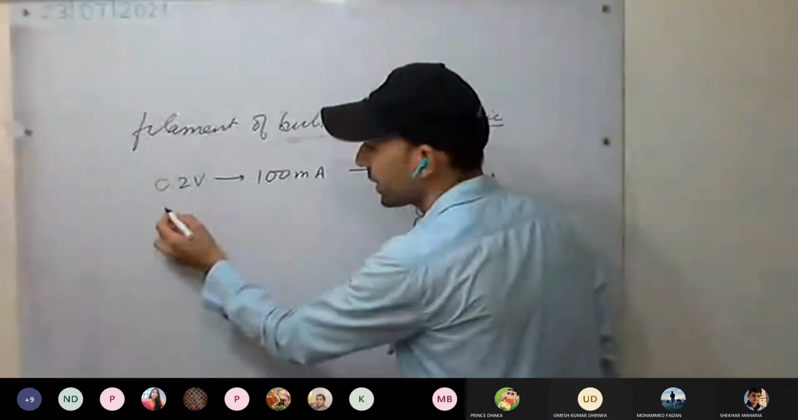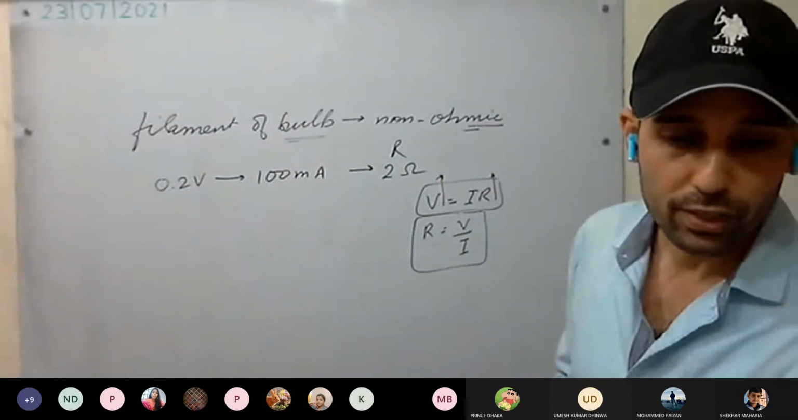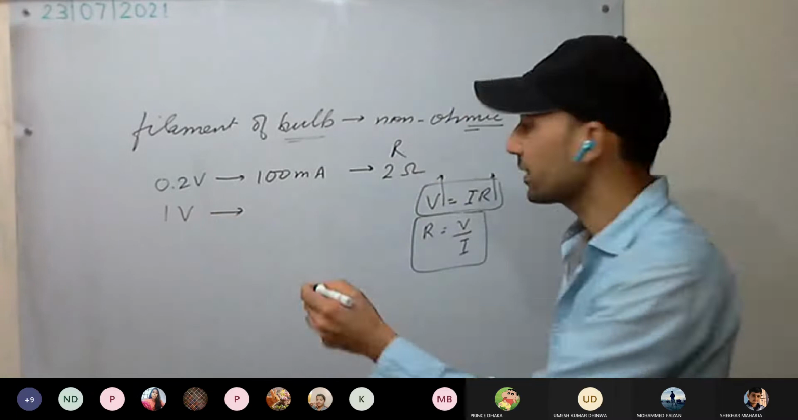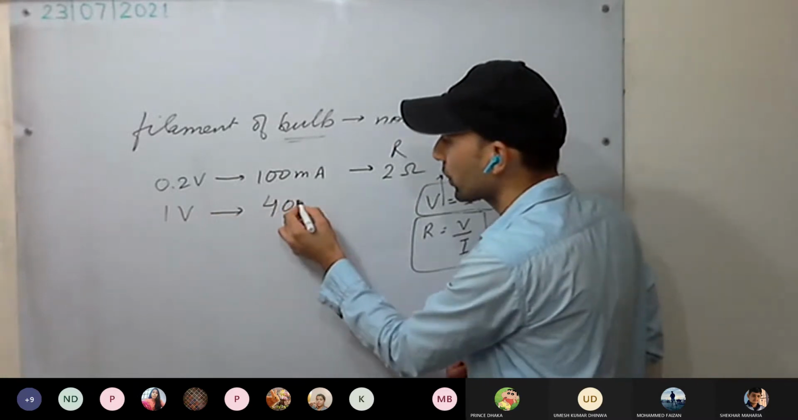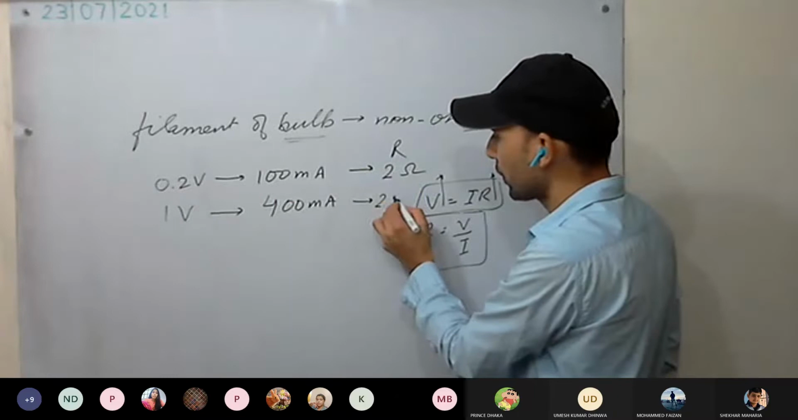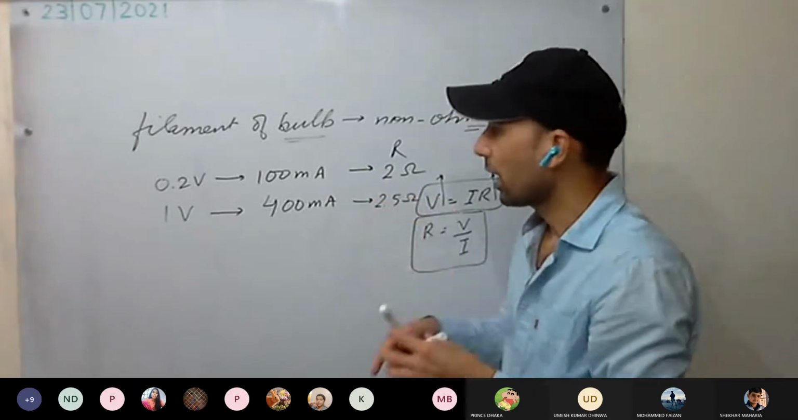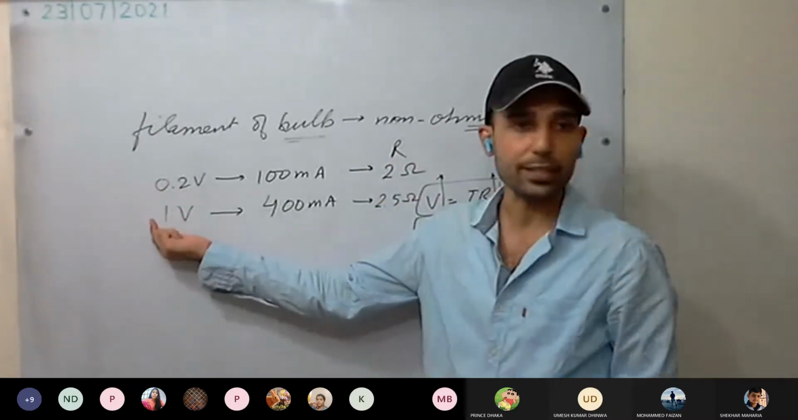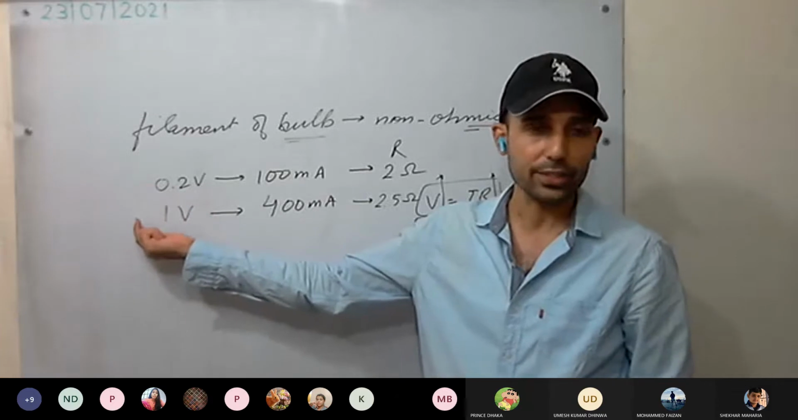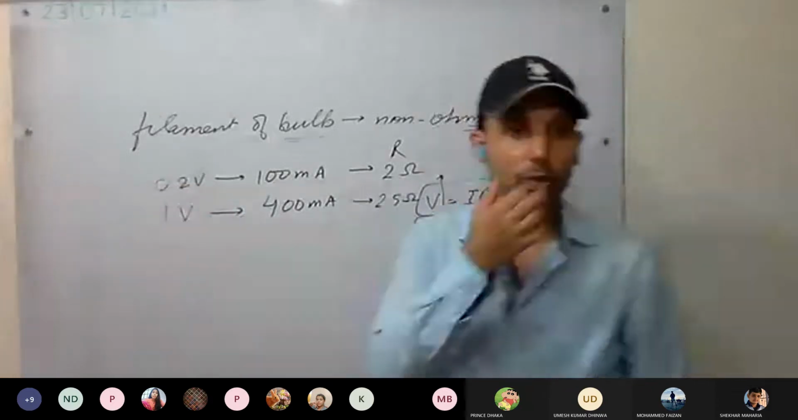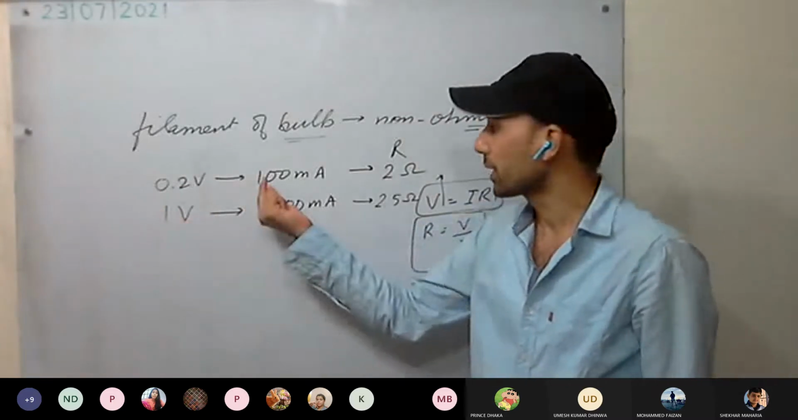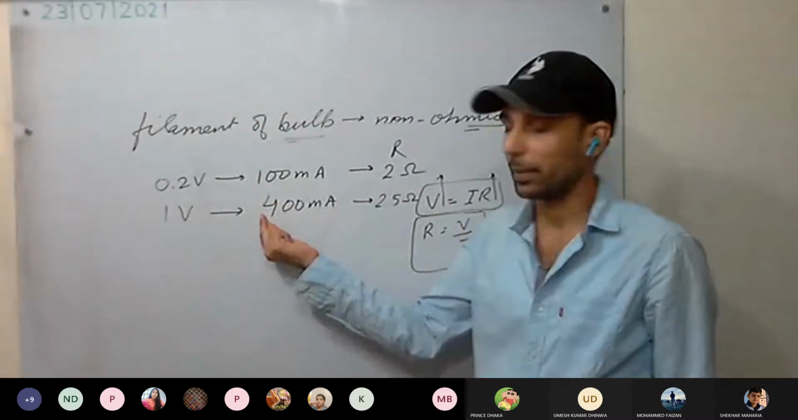When it is connected across 1 volt, how much current is it drawing? 400 milliamperes. And what is the resistance here? 2.5 ohm. Now see here, how much potential difference have we increased? 5 times. If it were an ohmic conductor, if we increased the potential difference by 5 times, current must have increased by 5 times.